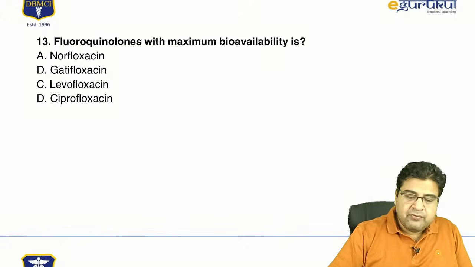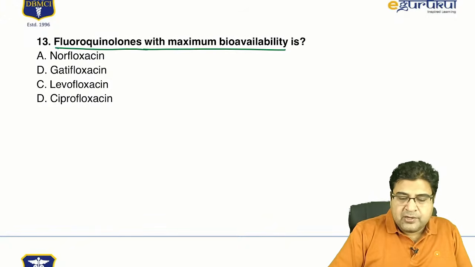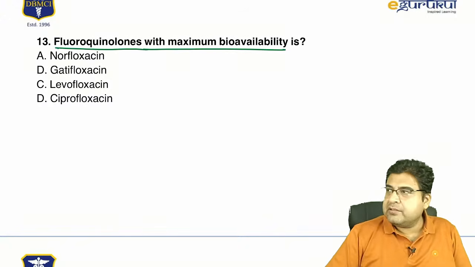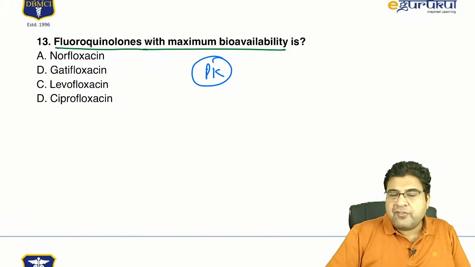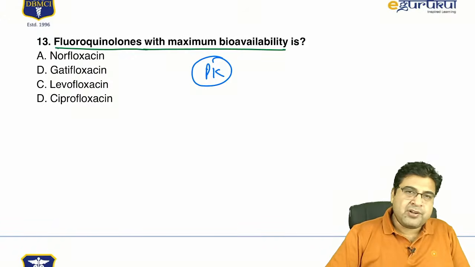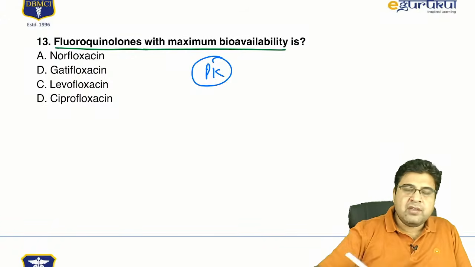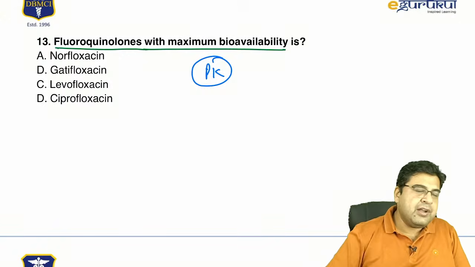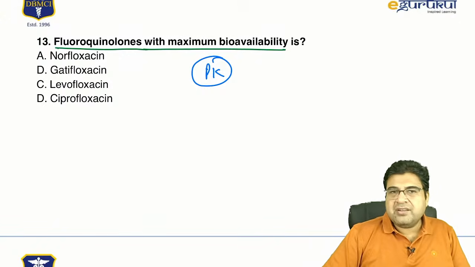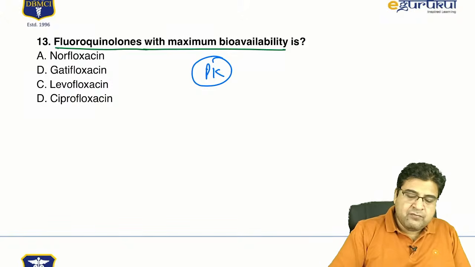Question 13, fluoroquinolone. So guys, this is the third question which is based on pharmacokinetics of fluoroquinolone. So pharmacokinetics of fluoroquinolone is important for the exam. Previously they asked which drug should not be given in liver disease. Then they asked one more question regarding moxifloxacin, right? Now the third question they are asking is which medicine has maximum bioavailability.